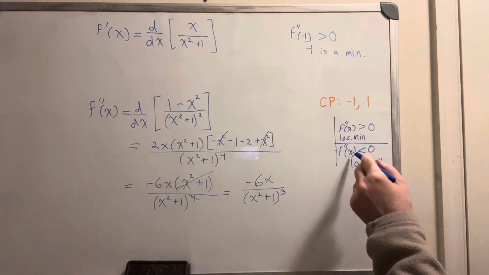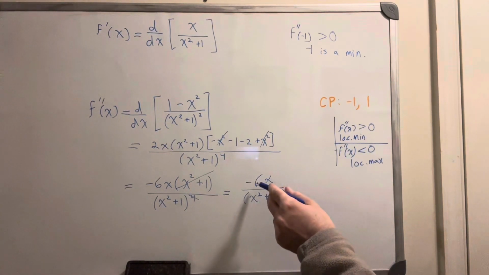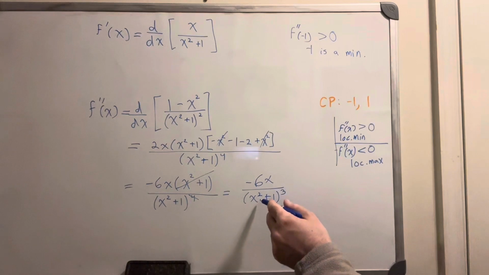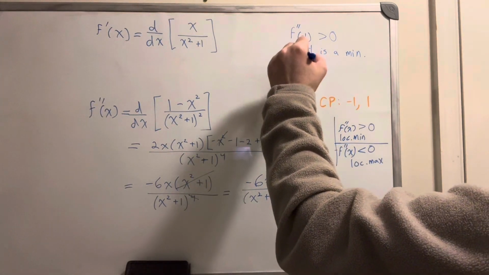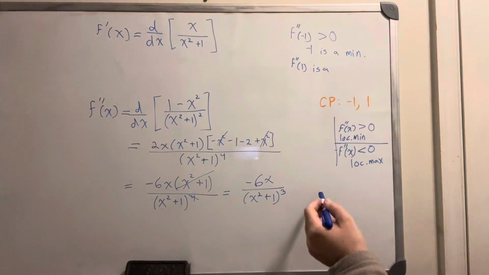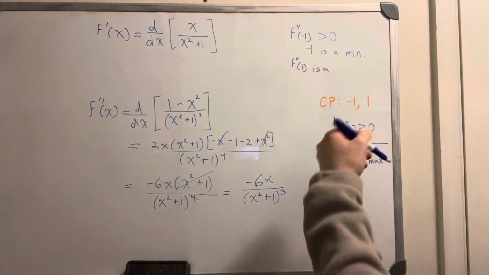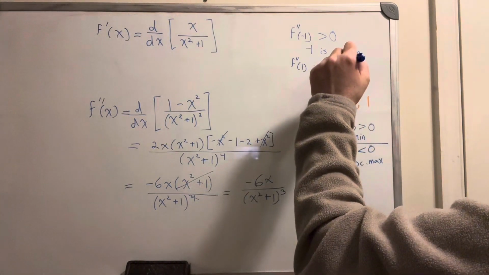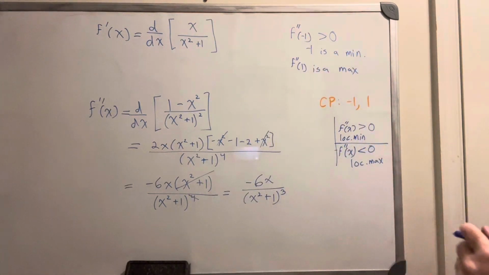How about this one? If you plug in 1 to this function, negative 6 times 1 is negative 6. This is a positive value. So the second derivative is negative. It's turning negative more and more. Now we know that negative 1 is a minimum and 1 is a maximum.